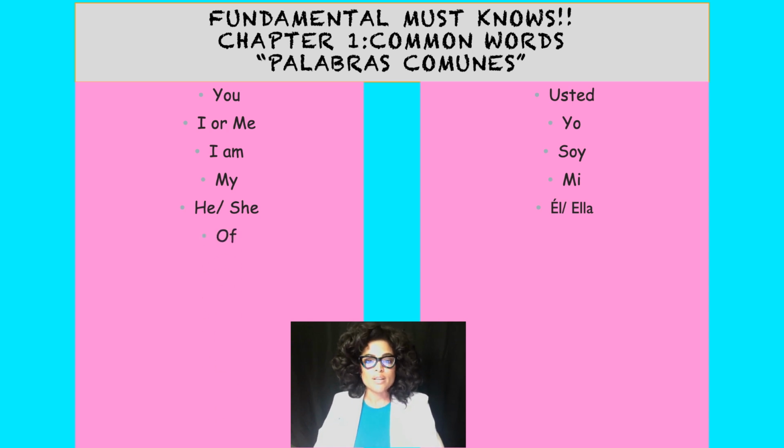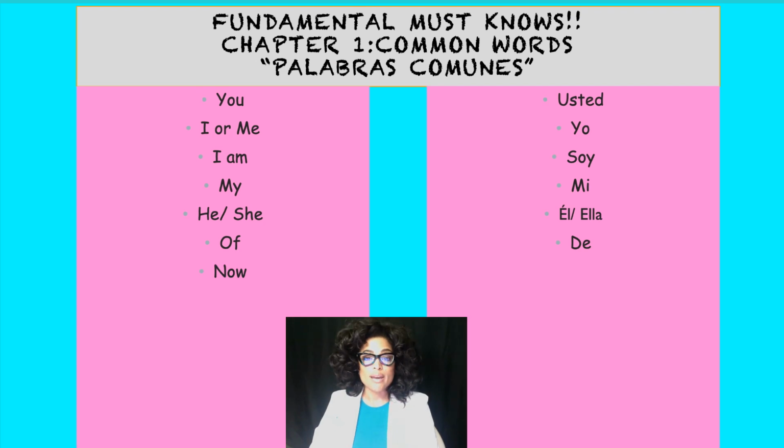The next one is "of." So that is translated "de." Of, which is O-F, "de." Now we're going to do the word "now." That is translated into "ahora." The H is silent, so if you want, pretend that that is not even there and just go straight through the O. "Ahora." That is "now."